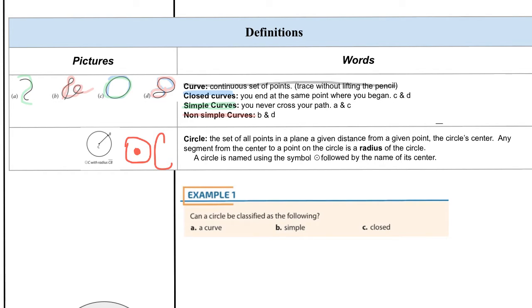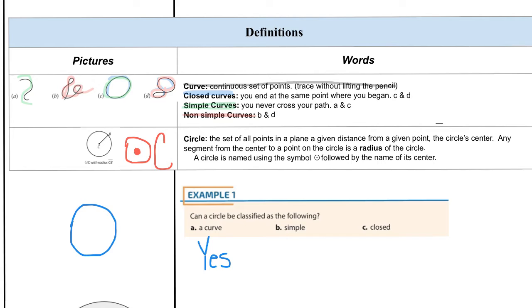So let's look at example 1. Let's take what we learned and apply it to example 1. Can a circle be classified as a curve? Can it be a curve? Well, yes, it can be a curve, because the definition of a curve is it's a continuous set of points. We can trace a circle without lifting our pencil. So yes, it is a curve.